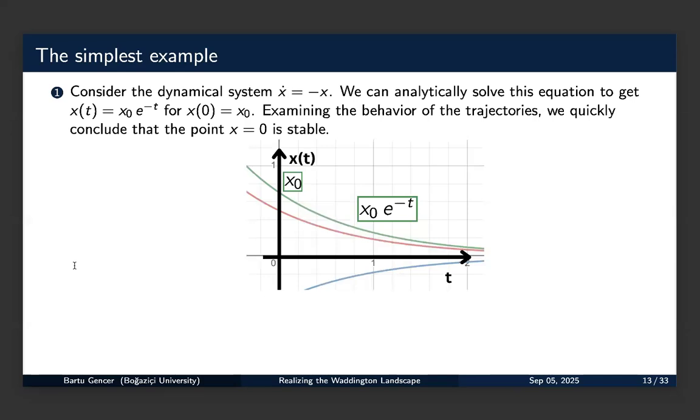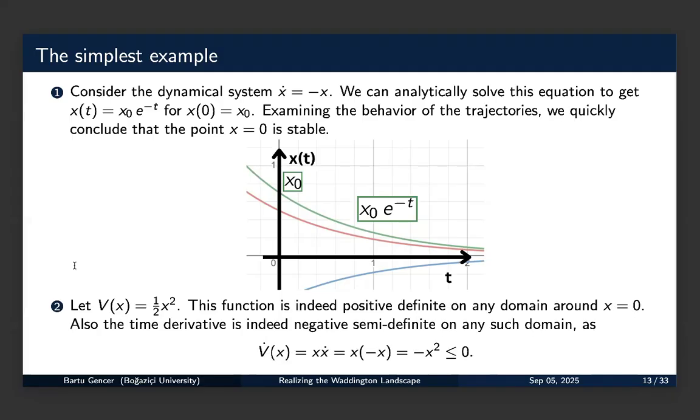And so this is nice, but of course, for a given high-dimensional system, we don't know how to solve it analytically. So what happens when we try to solve the same thing using Lyapunov's theorem? Well, we just come up with a function. In this case, it's just a half of x squared. And also realize that the negative gradient of this function is just the system itself. So there is some motivation there. So this function is positive definite, and also the time derivative of it is just negative x squared, which is negative semi-definite. So by Lyapunov's theorem that we have mentioned, the point at 0 is stable.